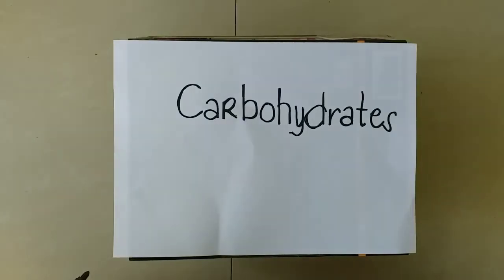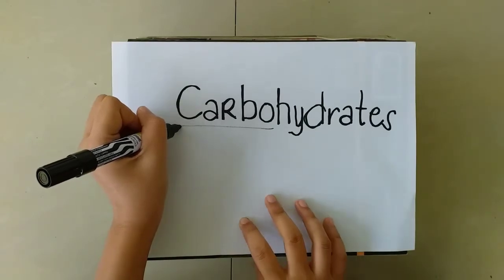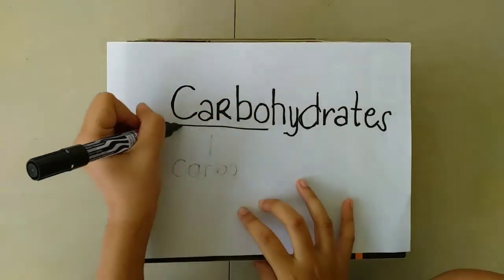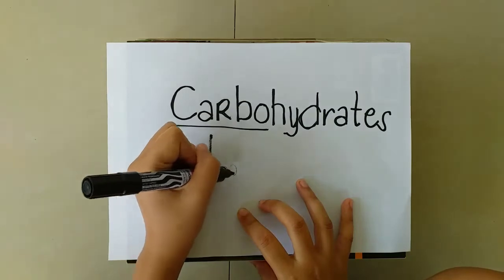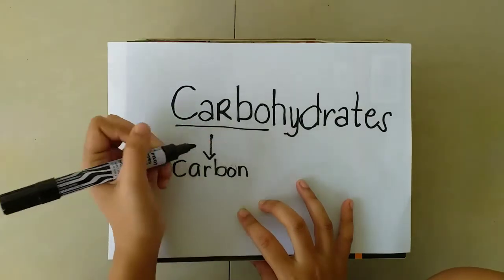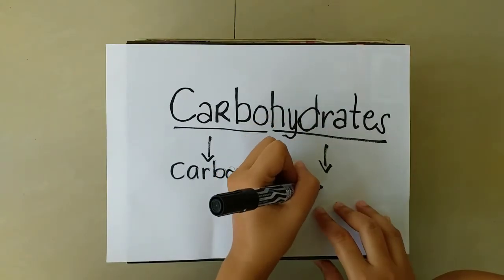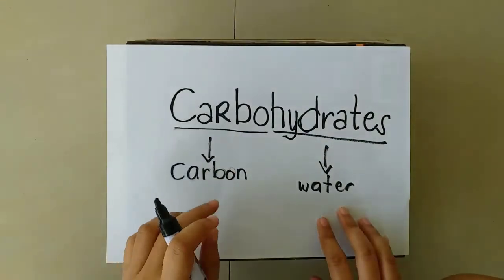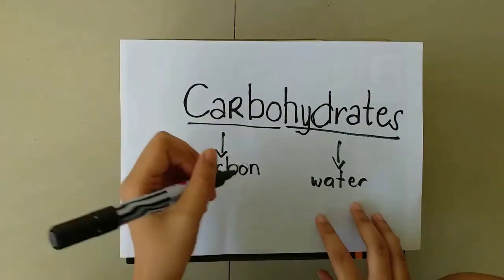Also, carbohydrate is made up of carbon, hydrogen, and oxygen. The term carbohydrates actually tells us what the structure of the molecule is. Carbo means carbon, and hydrates means water, or it refers to water. So let us see the chemical formula of carbohydrate.